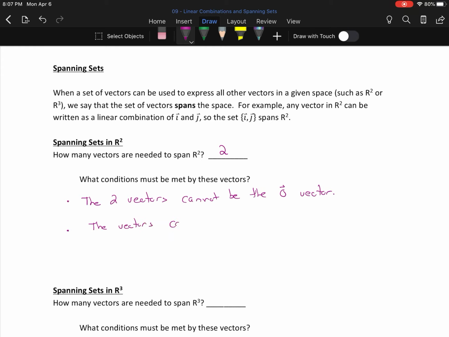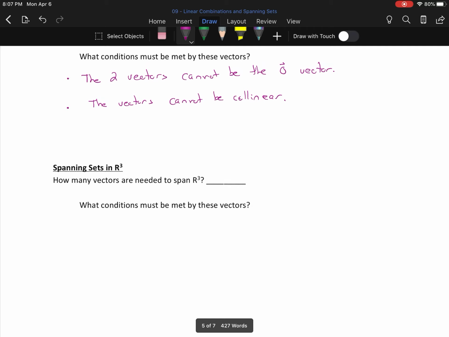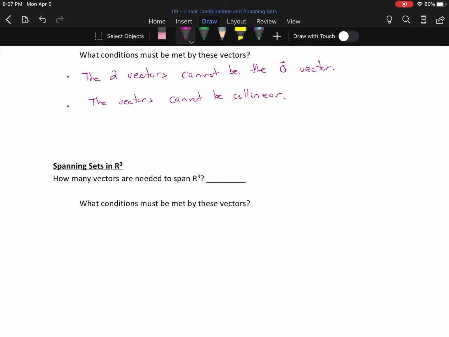Also, the vectors cannot be collinear. You've got 2 vectors going in the same direction, you're never going to be able to span a plane. They're just going to span a line. They're all going to be going along the same line. If that visualization is a problem, jump to the other video. It shows it beautifully. So that's in R2.